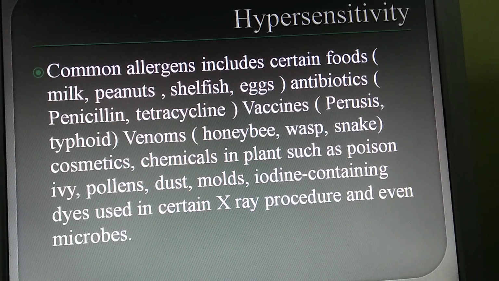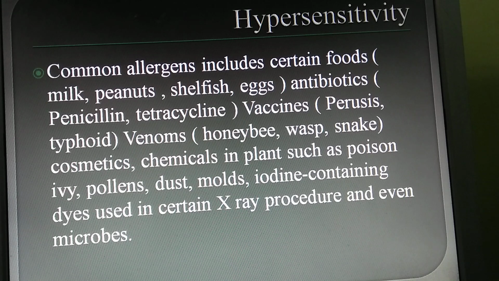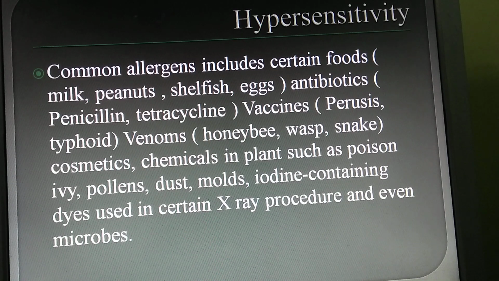Now, from where can these allergens enter the body? Common allergens include certain foods like meat, peanuts, shellfish, eggs, antibiotics like penicillin, tetracycline, vaccines like pertussis, typhoid, venoms like honeybee, wasp, snake, cosmetics, chemicals in plants such as poison ivy, pollens, dust, molds, iodine containing dyes used in certain X-ray procedures, and even microbes. These are the examples from where allergens are produced when they come in contact with a person who is hypersensitive.